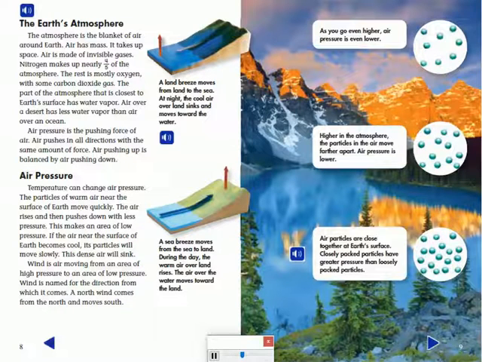Air pressure is the pushing force of air. Air pushes in all directions with the same amount of force. Air pushing up is balanced by air pushing down.